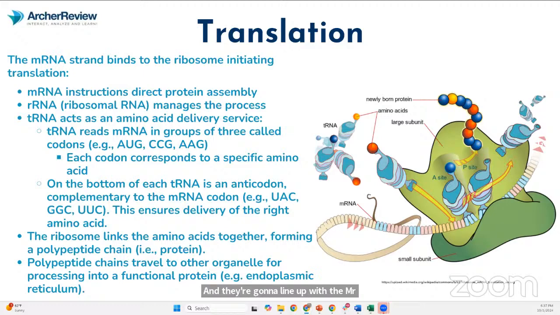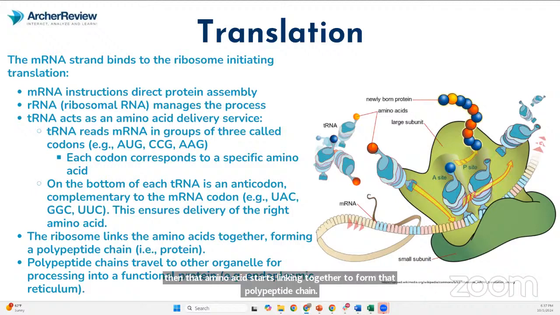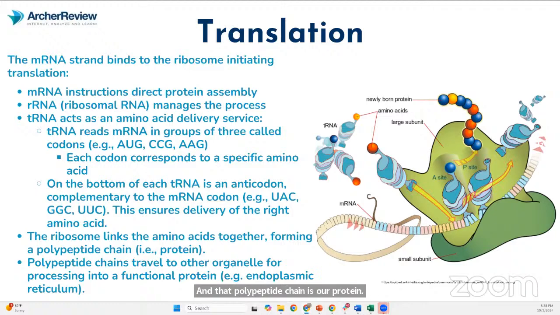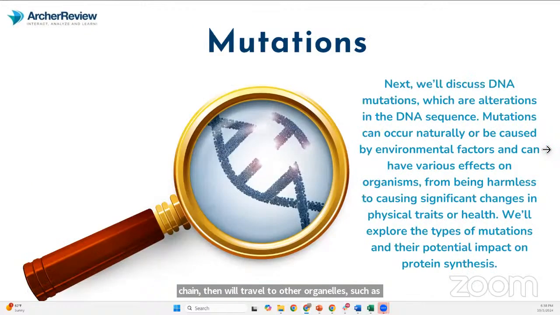And as long as they have a complement, an A with a U, a C with a G, and maybe another G with a C, they know they're in the right spot, and they'll drop off an amino acid. And then that amino acid starts linking together to form that polypeptide chain. And that polypeptide chain is our protein. Once the entire recipe is read on mRNA, that polypeptide chain then will travel to other organelles, such as the endoplasmic reticulum, to be folded into a functional protein. And that's really it. That's the process.